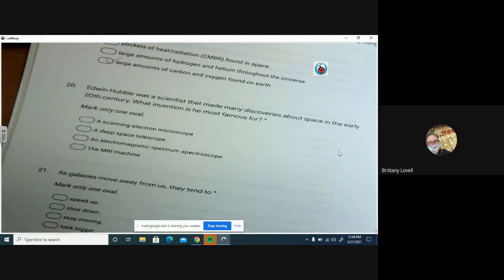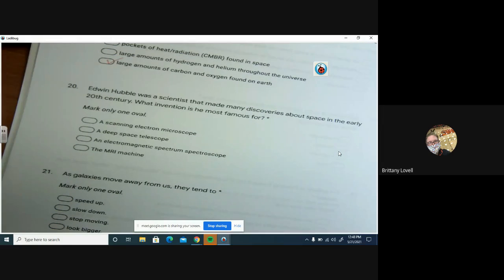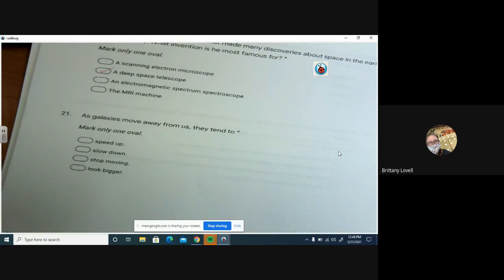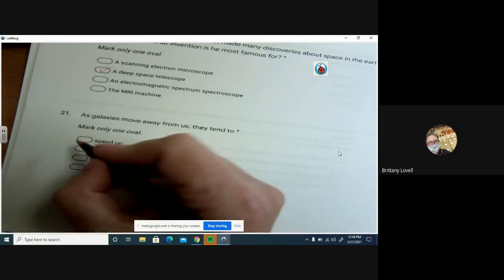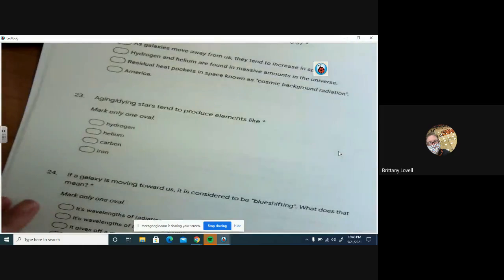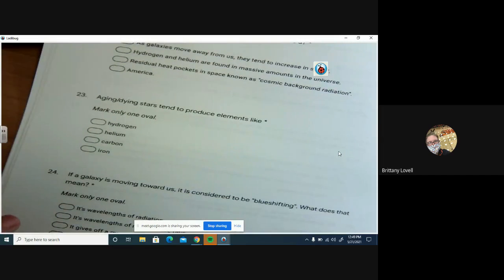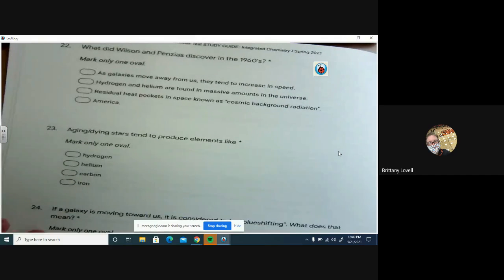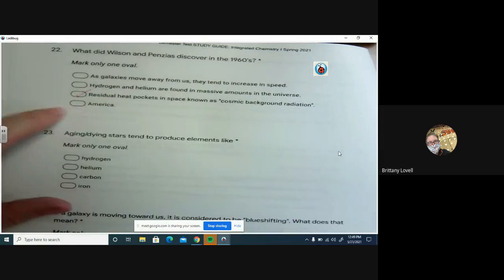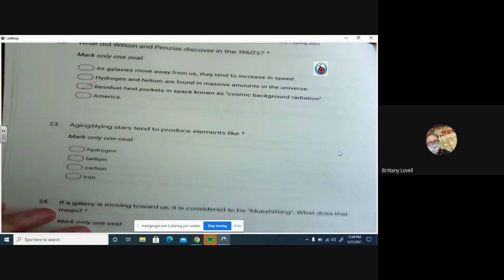Okay, number 20, Edwin Hubble was a famous scientist. What invention is he most famous for? That would be the Deep Space Telescope. Number 21, as galaxies move away from us, they tend to speed up. Right? 22, what did Wilson and Zayas discover in the 1960s? They actually were the ones that discovered those heat pockets, that cosmic background radiation.